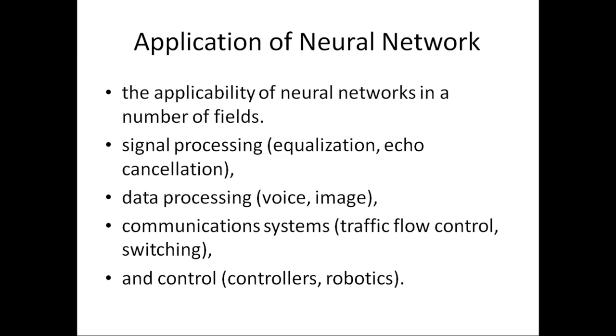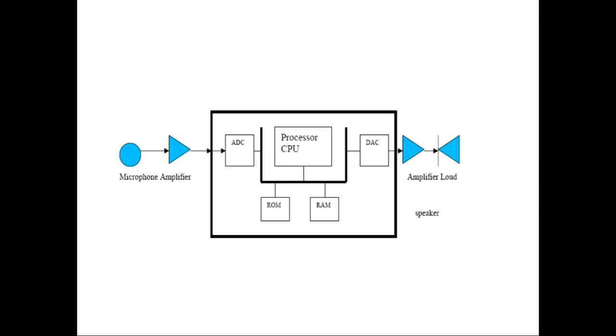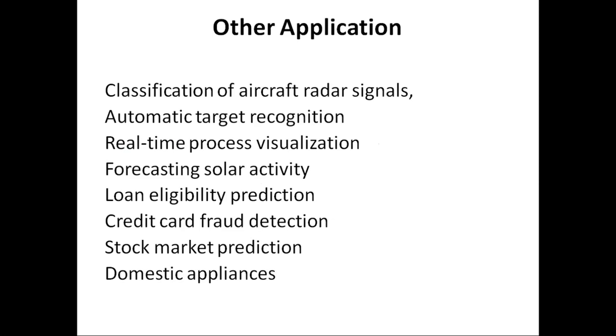What are the applications of this RBFNN? The application of this neural network is in a number of fields: signal processing like equalization and echo cancellation, data processing, voice and image, communication systems, traffic flow control, switching, and controllers in robotic movement. Other applications are classification of aircraft radar signals, automatic target recognition, real-time process visualization, forecasting of solar activities, loan eligibility prediction, credit card fraud detection, stock market prediction, and domestic applications.